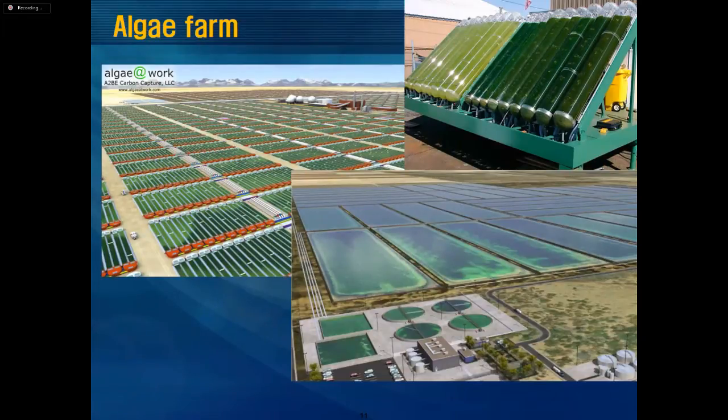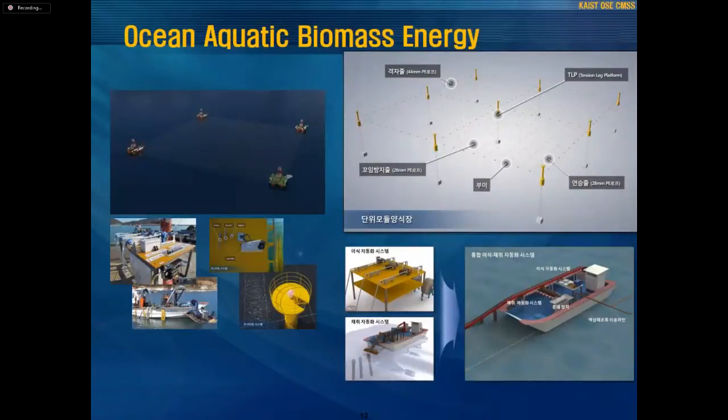The aquatic biomass is made up of marine plants, microalgae and seaweed. This kind of biomass can be used even in food or biofuel and so on. And this last picture shows how to gather our aquatic biomass from the ocean, like this growing unit and an automatic system for ocean aquatic biomass energy.